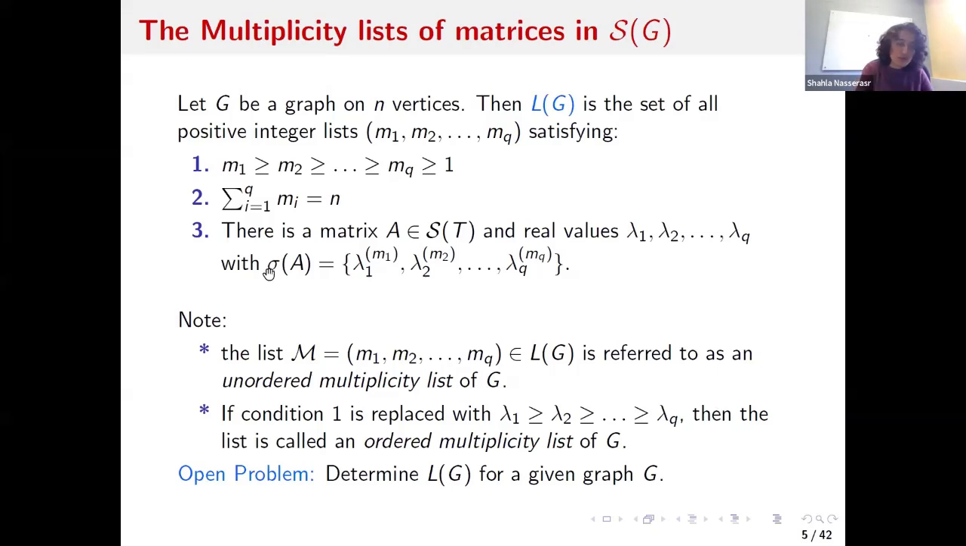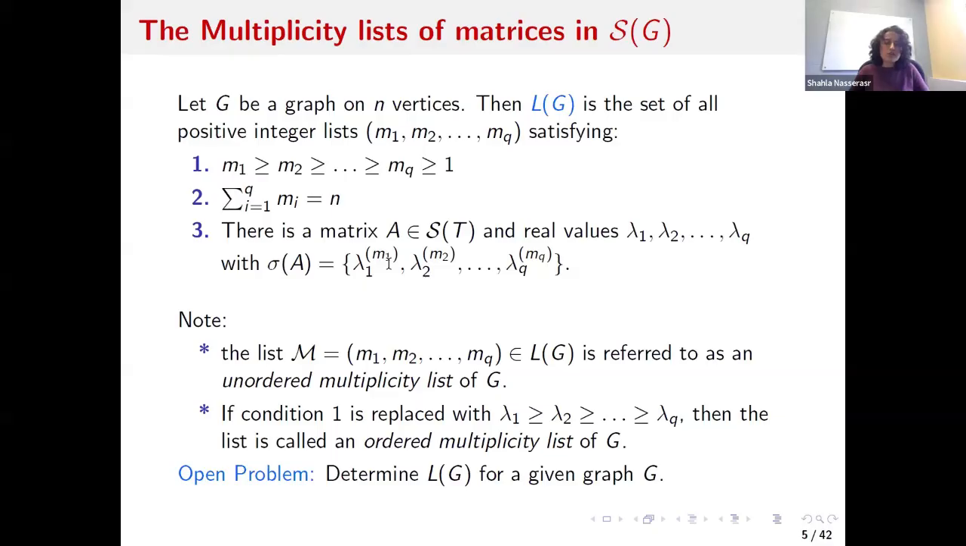And here I'm using some notation. Sigma of A means the spectrum of A, and lambda 1 with parentheses M1 means lambda 1 is repeated M1 times, so M1 is the multiplicity of lambda 1. The multiplicity questions can be studied in two ways. One is to order the eigenvalues and then ask for the multiplicities. That is called the ordered multiplicity list. Another is to not order the eigenvalues, but list these positive integers as a list of numbers. That's called the unordered multiplicity list. And here we are only going to consider the unordered multiplicity list.